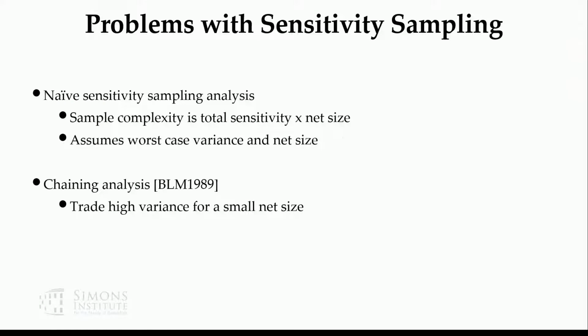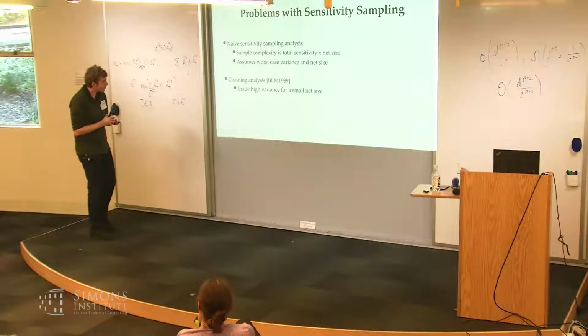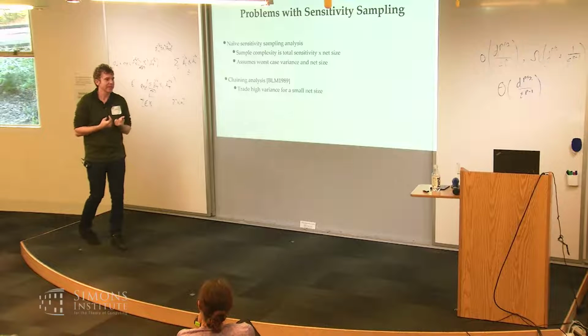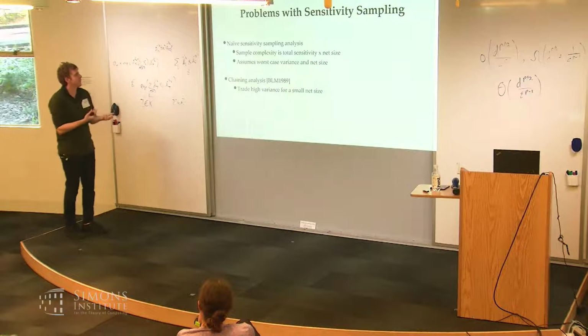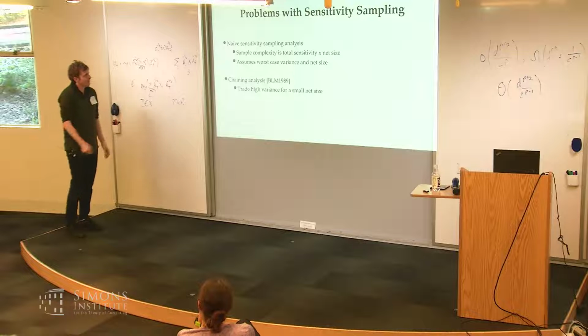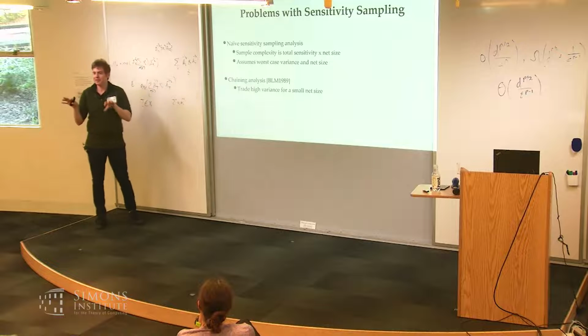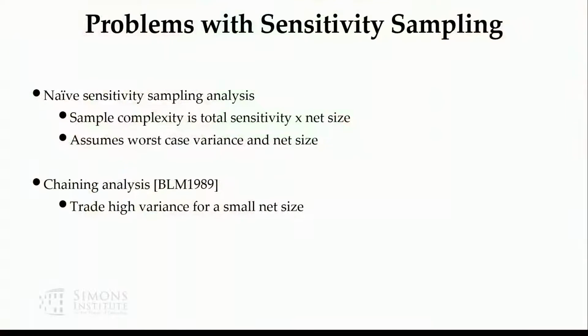And just stepping back for a minute, why are we looking at Lewis weights and analyzing this algorithm? Why not just use sensitivity sampling? I just wanted to give a little bit of intuition about that, if you're not familiar with chaining at all. The naive sensitivity sampling analysis, as I said, does a Bernstein argument and a net bound, and it loses a factor of d. The sample complexity is the total sensitivity times the net size. And the reason this is suboptimal is because it assumes a worst case variance.